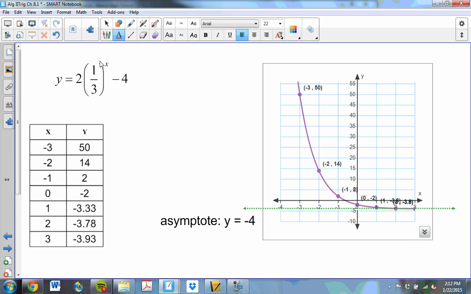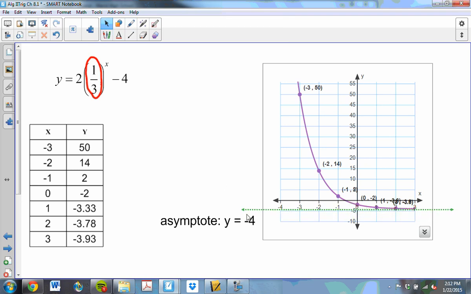Because our base is less than 1, it's a third, the graph has decay. As the x values are negative, it gets very, very big. As the x values are positive, it starts shrinking and shrinking and shrinking until it gets closer and closer and closer to a line that it'll never touch. And that line in this case is the line y equals -4.